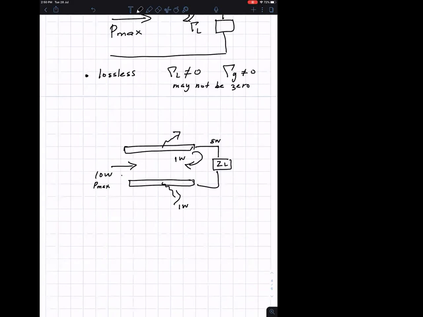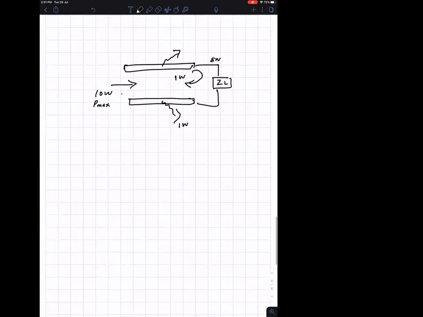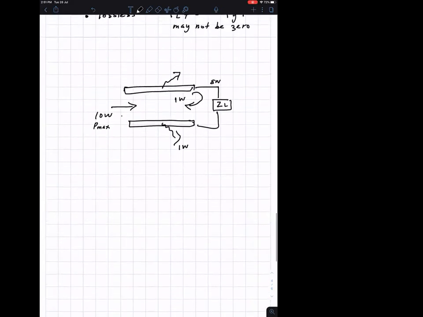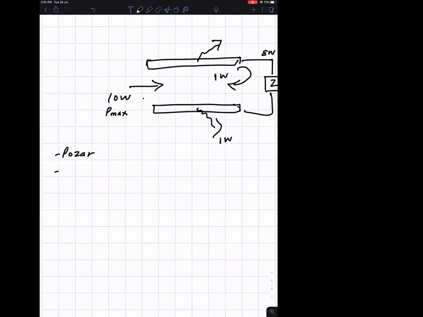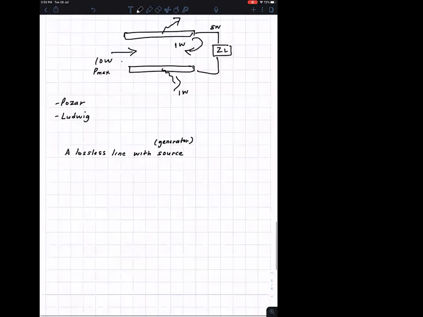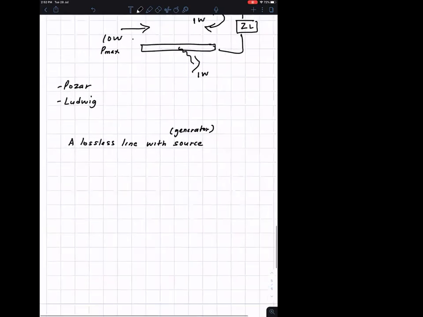If no question, then let us do an example. There's a book called Pozar, where you have all the electromagnetic derivations. The author's name is Pozar. There's another author called Ludwig. I took these examples from there. These books are available.